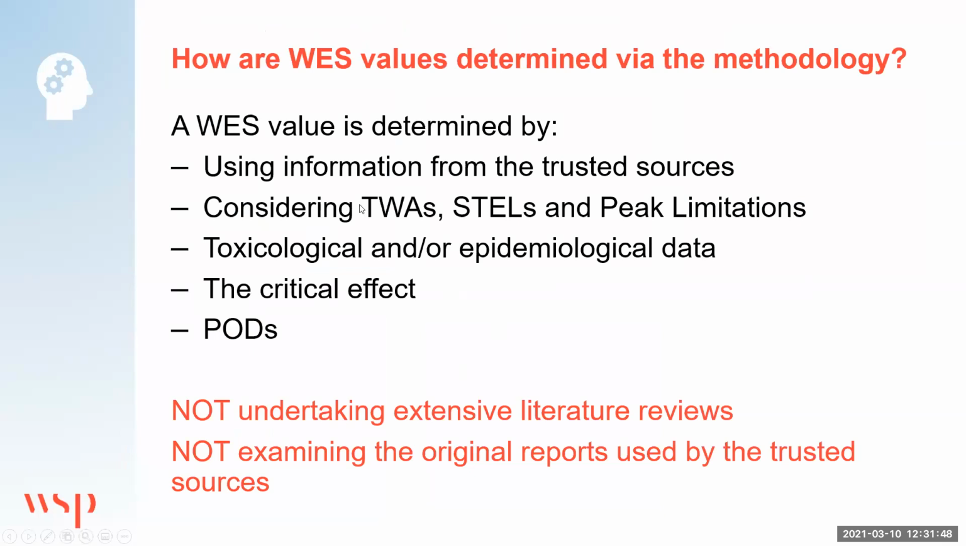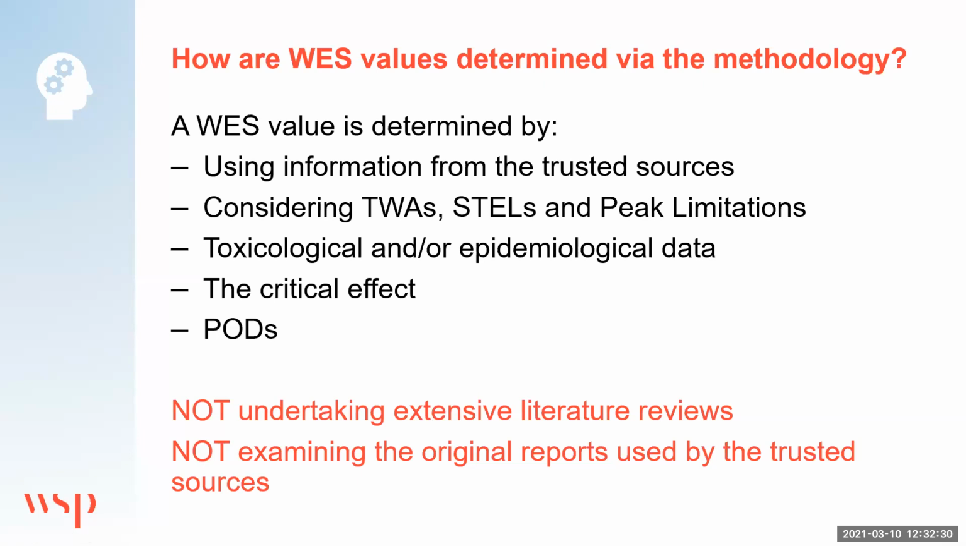Just reading from the slide, the WES value is determined by using information from those trusted sources that were selected in part 1 of the overarching methodology. We had to consider the TWAs, STELs and peak limitations from the primary sources, and also the toxicological and/or epi data that was used to establish those WES from the trusted sources. We had to determine the critical effect and any information on the dose response relationship, including the points of departure. We were not undertaking extensive literature reviews.